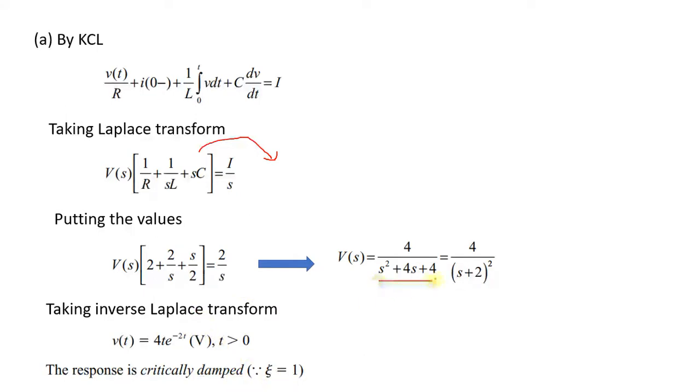You know that it is in the form of s square plus 2 zeta omega s plus omega square. So from this equation zeta is equal to 1. If zeta is equal to 1, then the system is critically damped. And for the next circuit, apply the same procedure. I skip these steps because it is the same as the previous one.